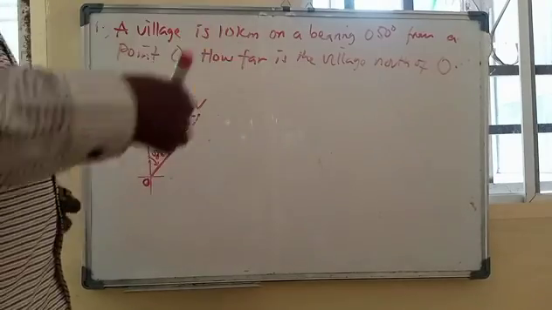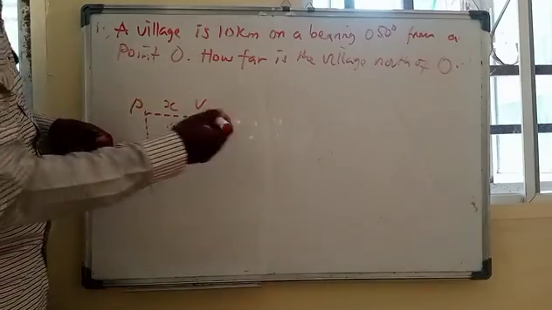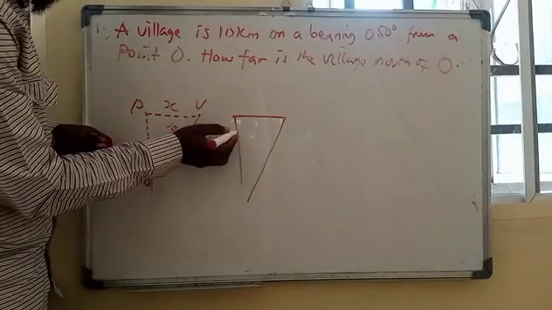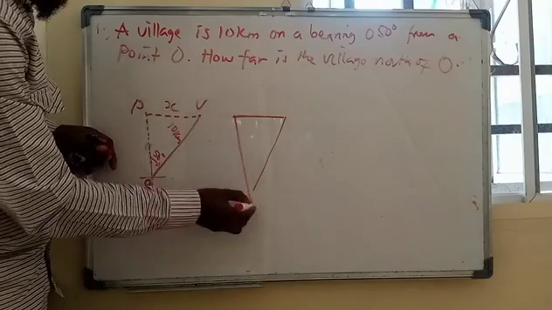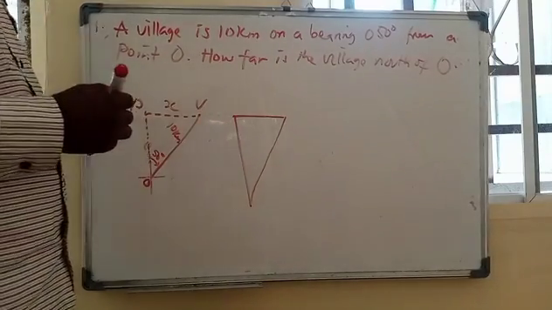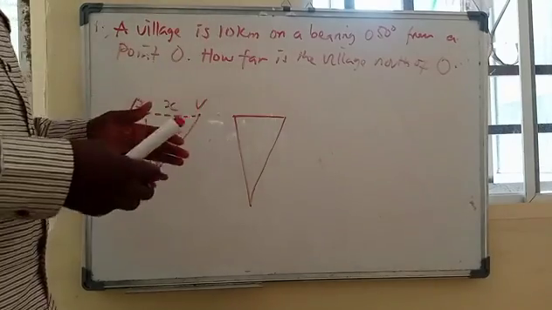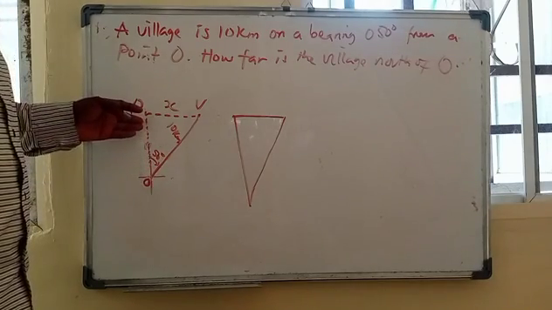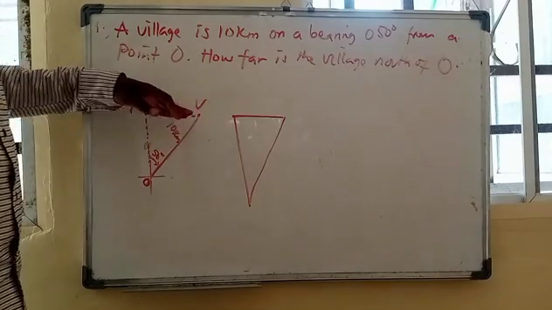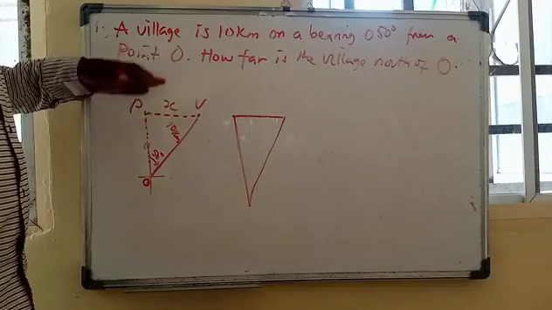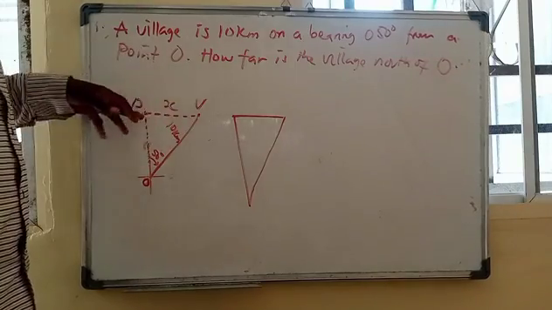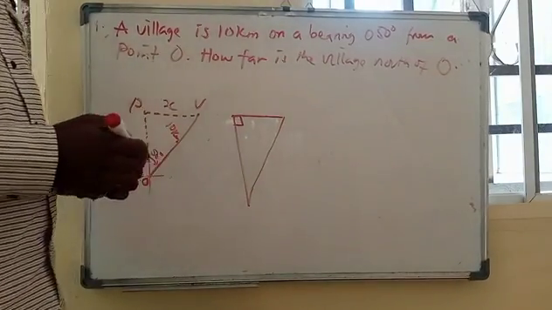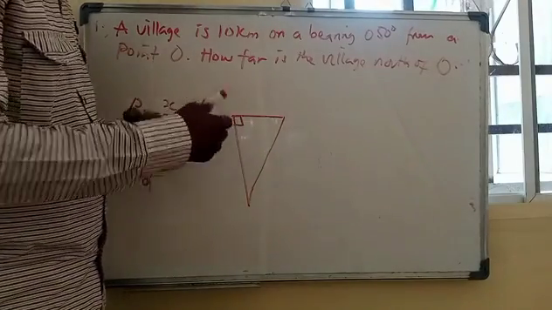How far is the village north of O? In this case, we have gotten a triangle. The kind of triangle we have gotten is the right angle triangle. Why? Because we have a vertical line meeting a horizontal line. The northern line is the vertical line, and the line drawn perpendicular to it is a horizontal line. When a horizontal line and a vertical line meet, they inscribe a 90 degree angle. Once you have a 90 degree angle in a triangle, the triangle becomes a right angle triangle.